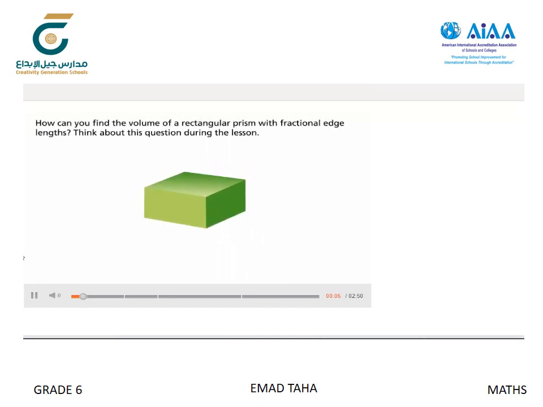How can you find the volume of a rectangular prism with fractional edge lengths? Think about this question during the lesson. What is the volume of the rectangular prism? Remember that volume is the number of cubic units needed to fill a solid figure. Why can't you use 1-inch cubes to find the volume of the prism? What size cubes can be used to fill the prism?